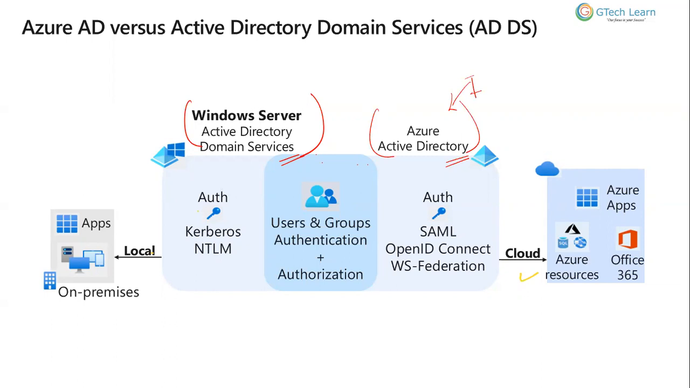Talking about the difference between Windows Active Directory Domain Services and Azure Active Directory, the first difference is the authentication method. Windows Active Directory Domain Services uses the Kerberos and NTLM protocols for authentication. Azure Active Directory uses SAML, OpenID Connect, and WS-Federation for authentication.